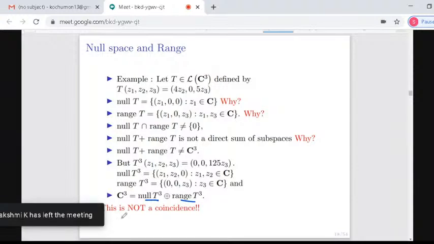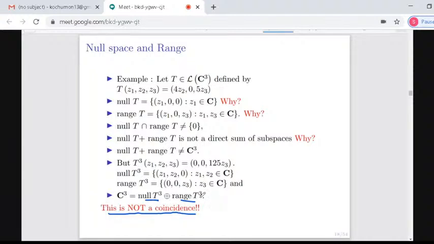And what I want to say is this is not a coincidence. This you will always get. So for any n-dimensional vector space you take, the null space of T to the power n, direct sum, the range of T to the power n will be the full space, and this sum will be a direct sum also. These are part of an important result which we have. We will prove that now.